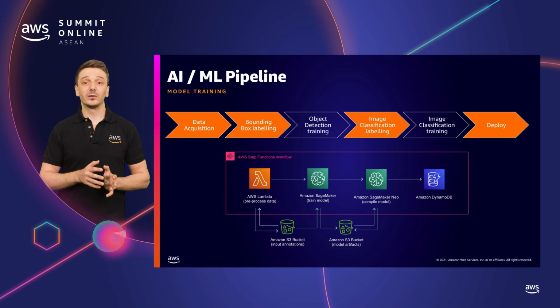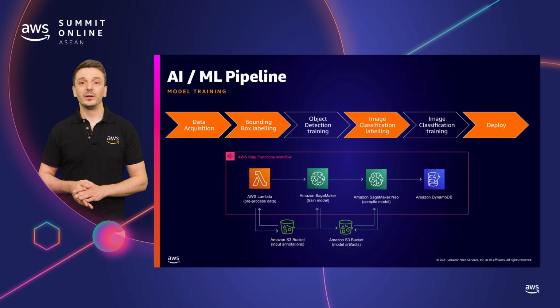After the pre-processing is completed, we will start the training phase and eventually compile and optimize the model for the target edge device using Amazon SageMaker Neo. Model metadata and other information are saved inside Amazon DynamoDB and accessed through an API layer by the UI to provide information to the end user, while model artifacts resulting from training and compilation are saved into Amazon S3 and used in the subsequent step.